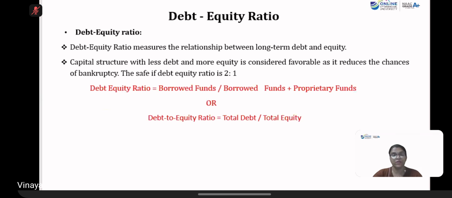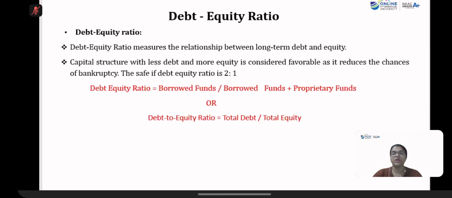Then you have the debt equity ratio. Now, what is the debt equity ratio? The debt equity ratio indicates the relative contribution of debt holders and equity holders to the company's capital structure. It tells you the relationship between the long-term debt and the equity. The ideal debt equity ratio is 2:1.